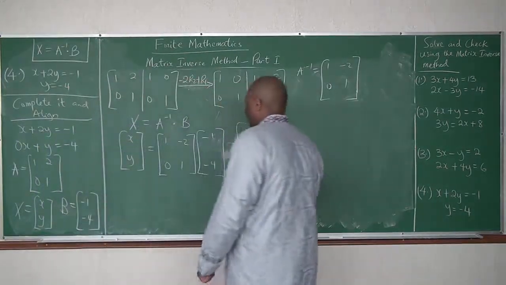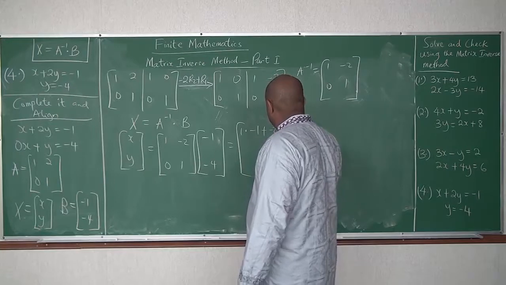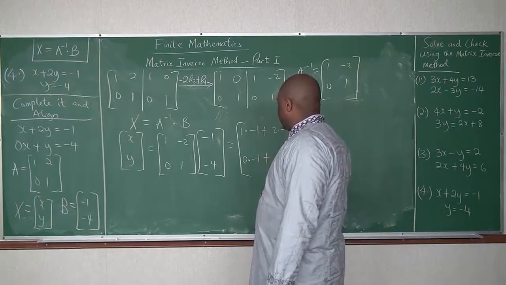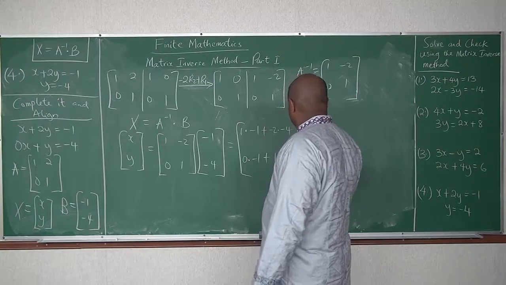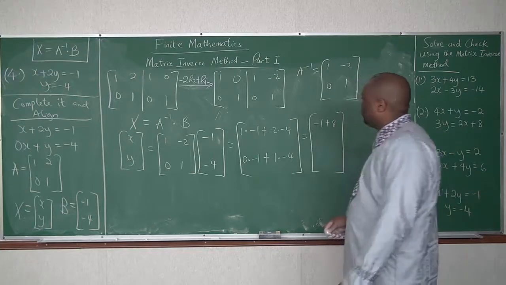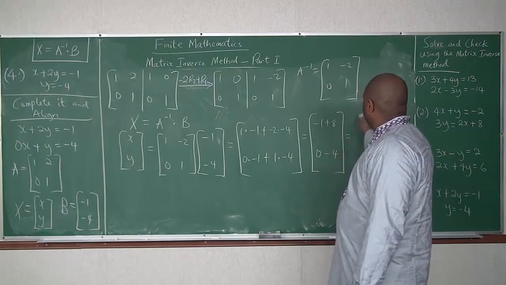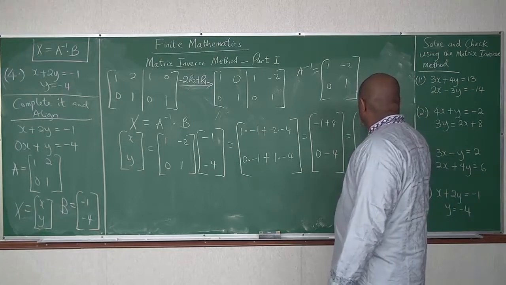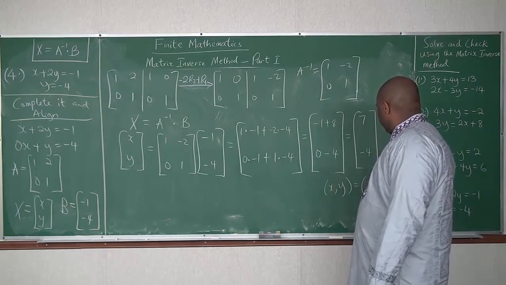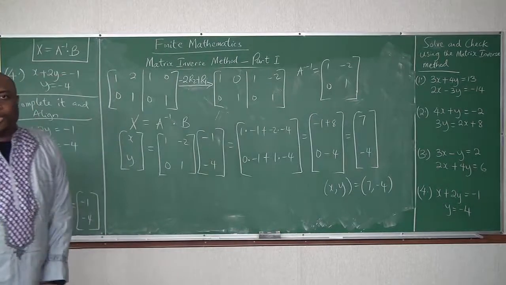So this will give us what now? Row by column, 1 times negative 1 plus negative 2 times negative 4. Then 0 times negative 1 plus 1 times negative 4. And this gives us what? Negative 1 plus 8, right? And this is a 0 minus 4. So this gives us what? 7 and negative 4. So XY will be 7, negative 4. X is 7, Y is negative 4. So you still get that Y is negative 4.